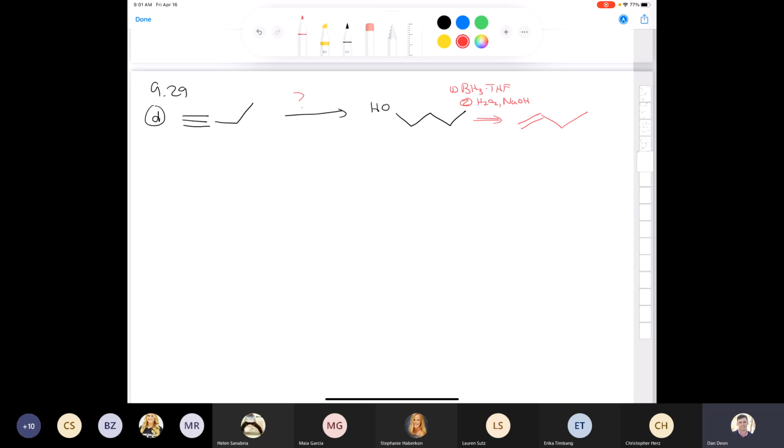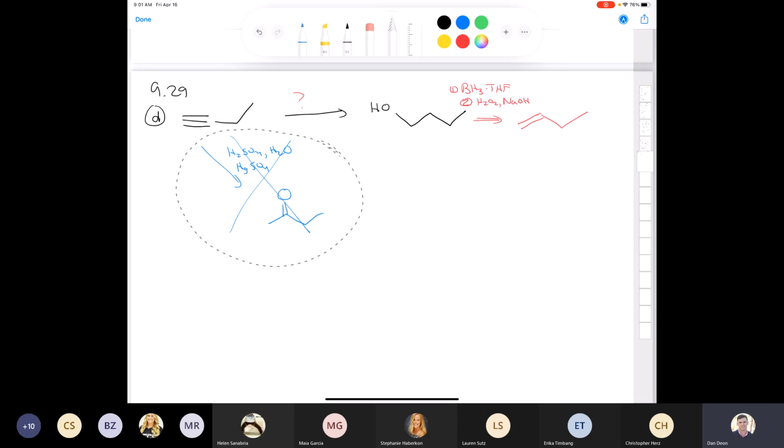We're not going to use mercuric sulfate because that would give us a methyl ketone, right? If you were to take this and treat it with sulfuric acid, mercuric sulfate, water, you would end up making this compound, 2-butanone. You'd end up with a methyl ketone. So that's not going to work, right?